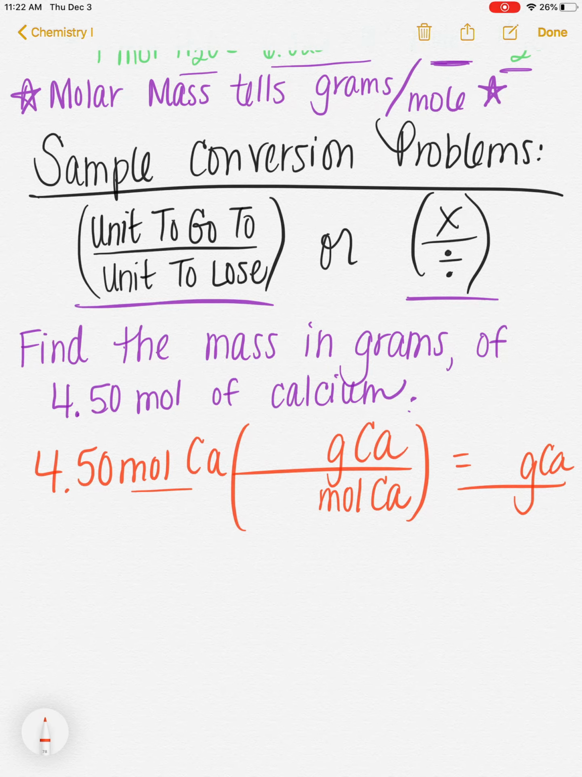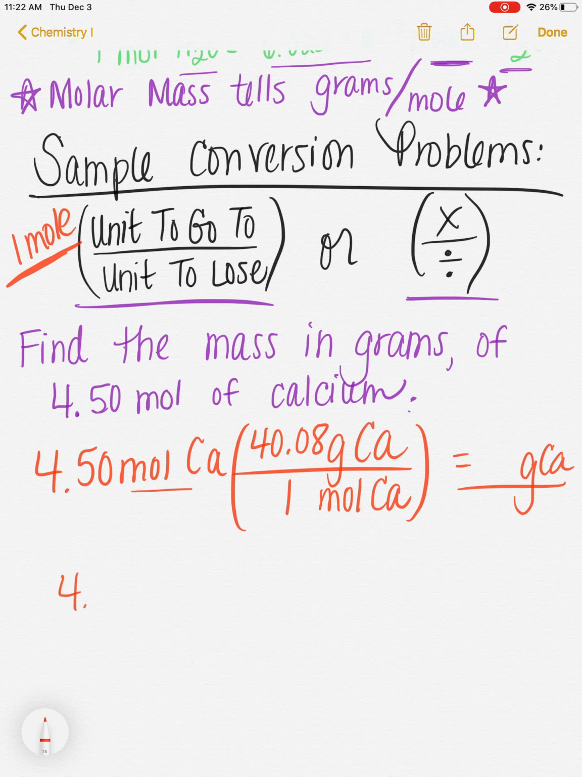Now here is a really, really useful tip. You always have 1 mole in these factors. It's always a 1 with the mole side of things. Now, to figure out how many grams are in a mole of calcium, you have to look at the periodic table, and you'll find the box for calcium and look at the number at the bottom of the box. When you do that, you should find that the molar mass of calcium is 40.08.